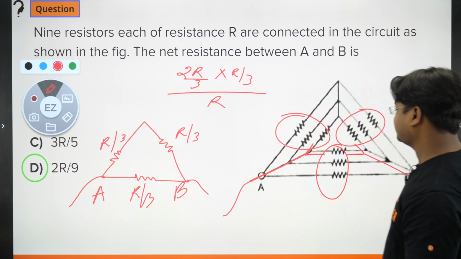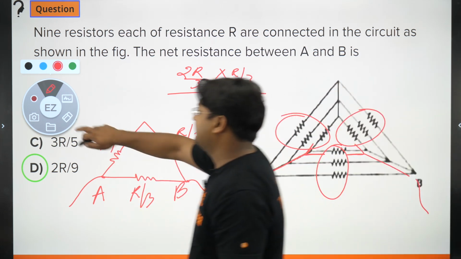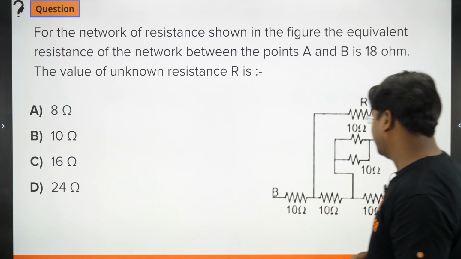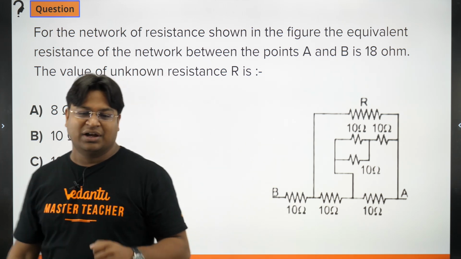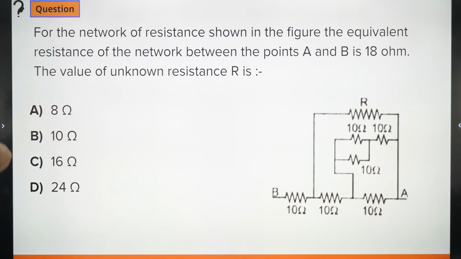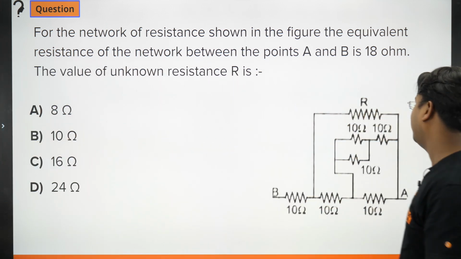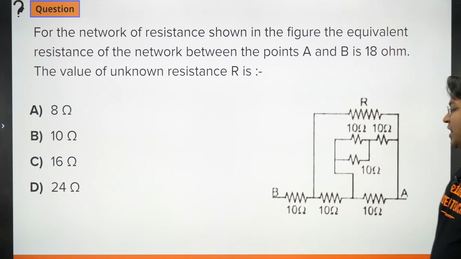All right, guys, I believe you are enjoying these questions. Let's move to the next one. Again, a straightforward question. Let's read what the question says. For a network of resistance shown in the figure, the equivalent resistance of the network between points A and B is 18. All right, so we have to work in the reverse direction. The equivalent value is given to us and we are supposed to find the value of one of the unknown resistances here. Let's begin.